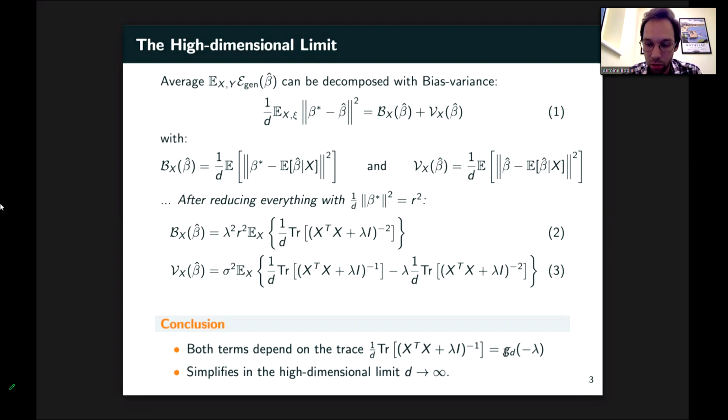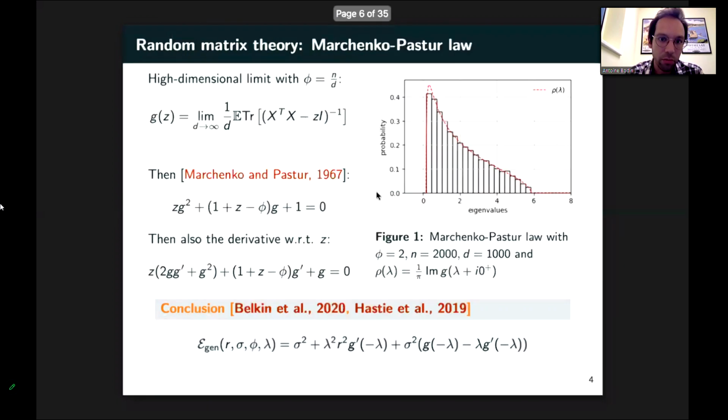This is what I call J_D of minus lambda. What's quite well known is that in the high dimensional limit, D goes to infinity, those expressions actually have an analytical expression. This is the quite well-known formula of Marchenko-Pastur from 1967. It is described by an algebraic equation, or you could think of it as a degree 2 polynomial in J.